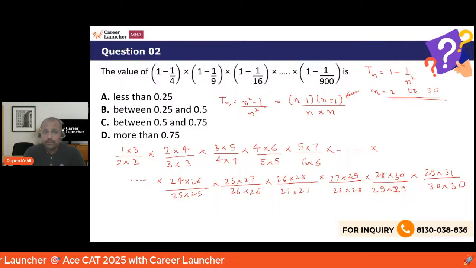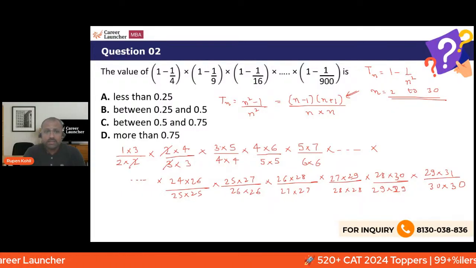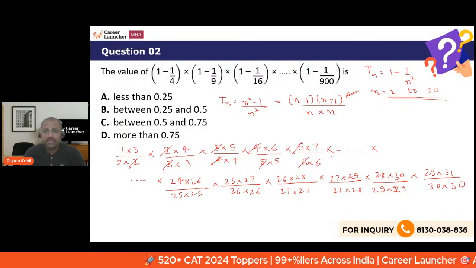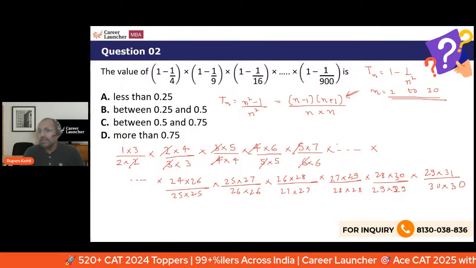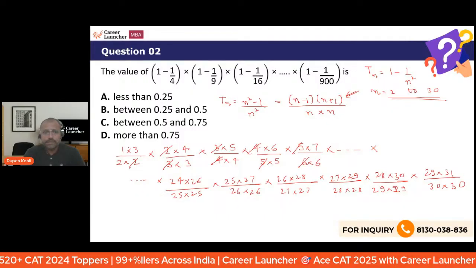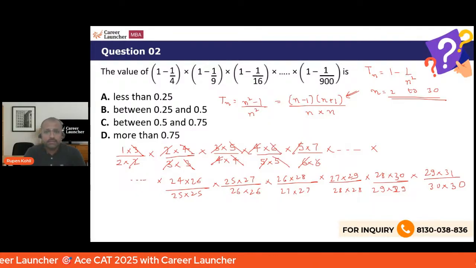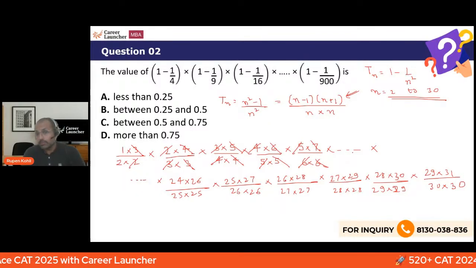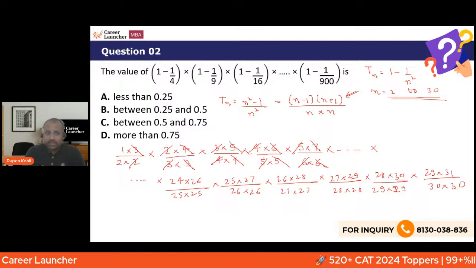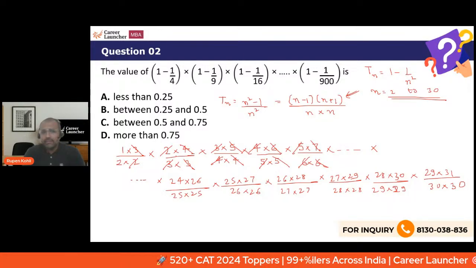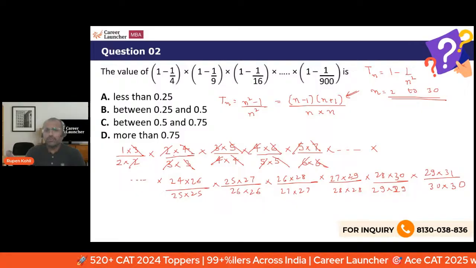Look at the pattern very carefully. This 2 will cancel with this 2. This 3 will cancel with this 3. This 4 with 4. This 5 with 5. This 6 will also cancel with the subsequent numerator, right? Likewise, this 3 cancels with this 3. This 4 cancels with this 4. 5 with 5. 6 with 6. 7 with the denominator of the subsequent term. So eventually, except for some numbers in the first term, everything starts cancelling off in all the terms.